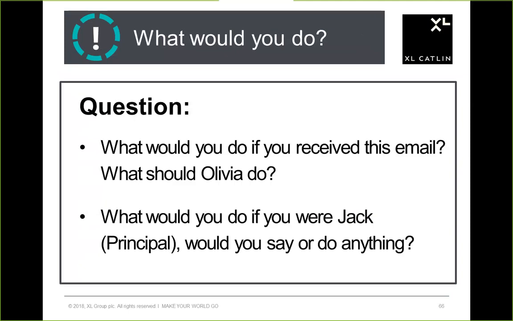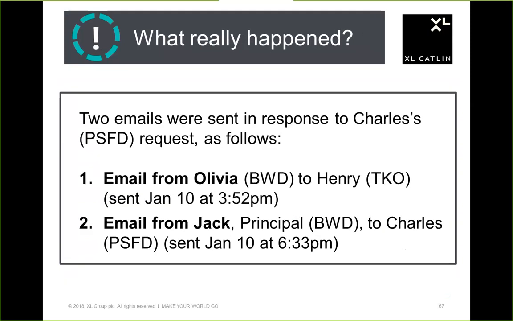So here's the question. If you're in Olivia's shoes, what would you do? And furthermore, if you're in the role of a principal in charge, or someone who is responsible for Olivia, what steps would you take? And so this is what the client ultimately did. There are two emails that came from the architect. There was an email from Olivia that went to the contractor and an email from the principal of the architectural firm that went to the client.